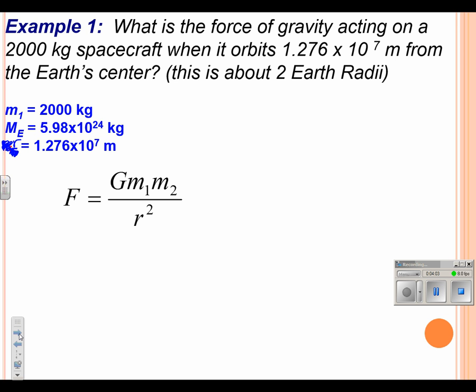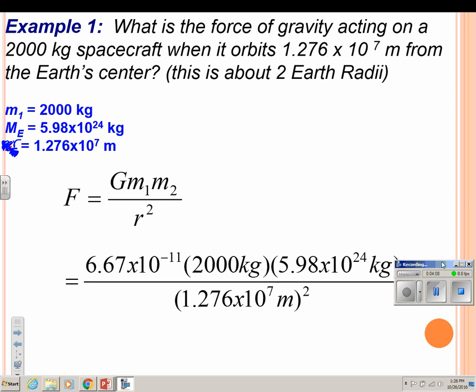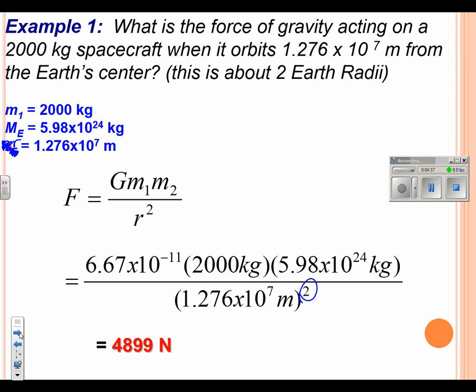So we'll use our F equals Gm1m2 over r squared, and then we will plug in numbers. Hopefully you have a calculator out as well, and you'll notice that I didn't use the units for the universal gravitational constant. Lots of times when I'm given a constant value, I won't, so you just need to be aware of that. Then we would have 2,000 kilograms multiplied by 5.98 times 10 to the 24th kilograms, and then we would divide that by the 1.276 times 10 to the 7th meters squared. Don't forget the squared value. That's really, really important as we move along. So you should come up with 4.899 newtons for the force of gravity acting between these two objects.